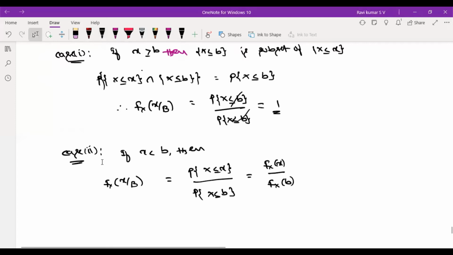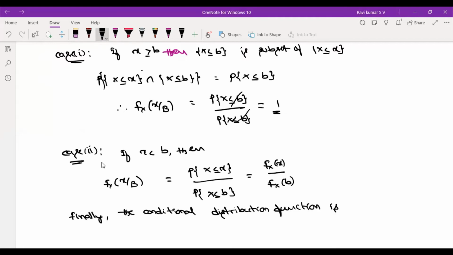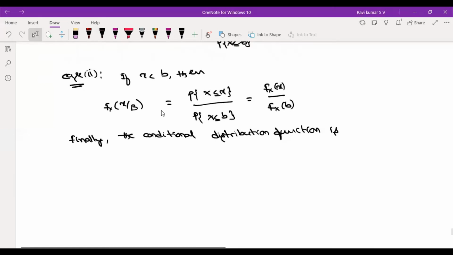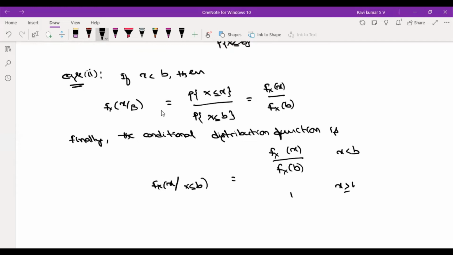So then finally the conditional distribution function is, simply I can write, F_X(x | X less than or equal to b) is equal to F_X(x) divided by F_X(b) for x less than b, 1 for x greater than or equal to b. So this is the expression, and here F_X(b) should not be equal to 0.